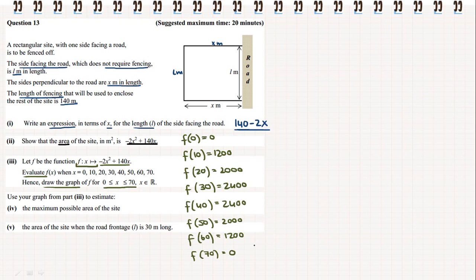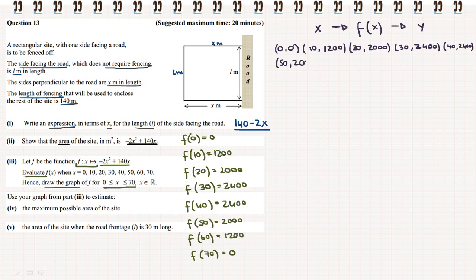So we now have the points that we need to draw the graph. What we need to remember is that when we put x into a function, we get out a value for y. So our first point, x is 0, y is 0. X is 10, y is 1,200. Next one, when x is 20, y is 2,000. When x is 30, y is 2,400. When x is 40, y is 2,400 again. When x is 50, y is 2,000. When x is 60, y is 1,200. And when x is 70, y is 0.